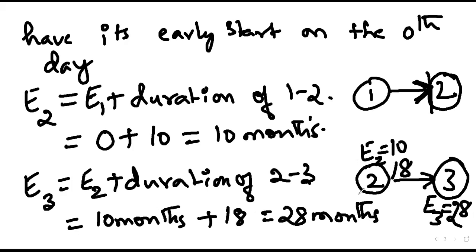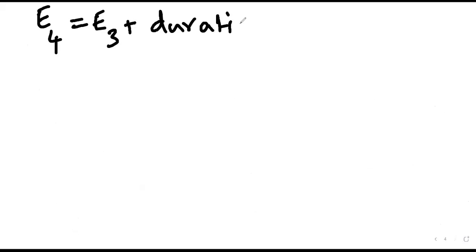We'll consider all these things when we are writing the interpretation part, towards the end of this problem. Now you just make note of these things. I hope everyone has written this. Next, E4. What should be the equation for E4? E3 plus the duration of 3 to 4. Is it right?